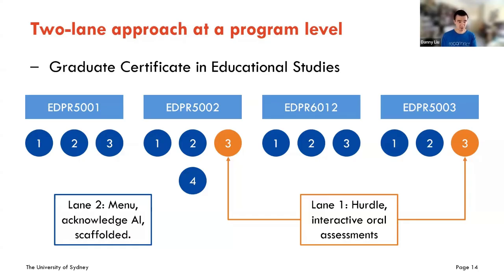Okay, so a student who went through EDPR 5001 on the left, they could have used AI to do all their work for them and not learn a thing, which means when they come to EDPR 5002, they would fail that lane 1 hurdle and we would see them again next year. If a student went through EDPR 5001, they used AI, but they also learned something, then they will pass that lane 1 hurdle in EDPR 5002 and they'll be perfectly fine. They've learned, they've used AI, everyone wins.